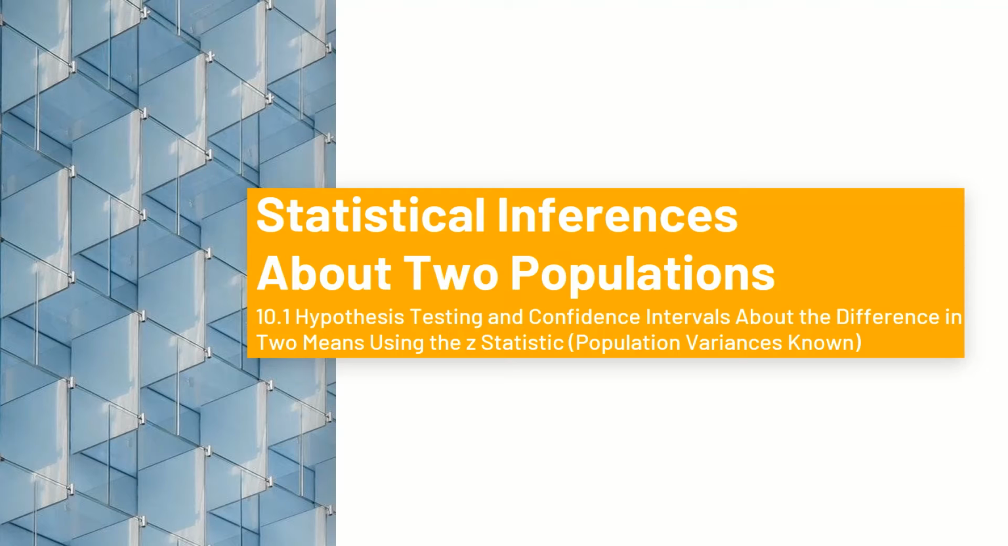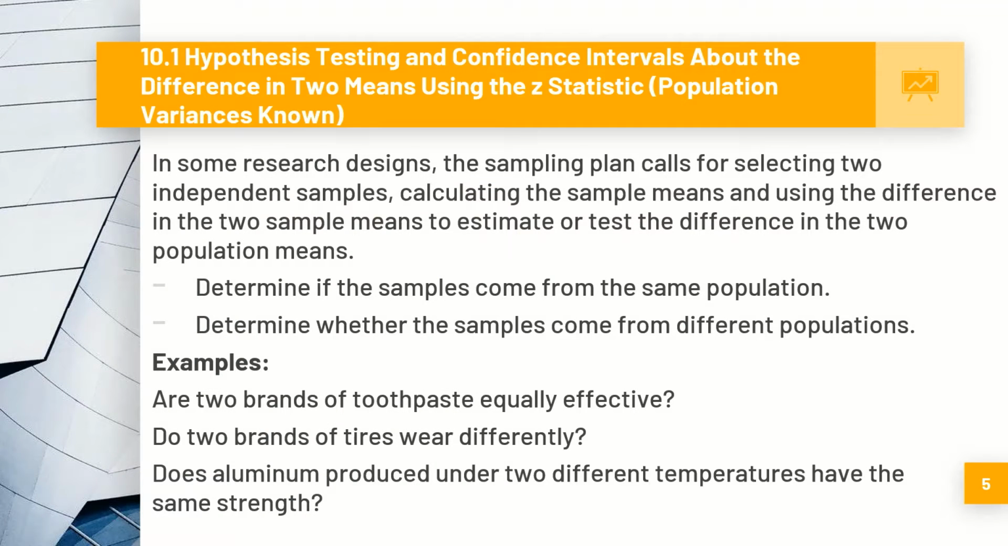I would be discussing the first topic, which is hypothesis testing and confidence intervals about the difference in two means using the z statistics. When can we use this type of test? We can use this type of test when the sampling plan calls for selecting two independent samples, calculating the sample means, and using the difference in the two sample means to estimate or test the difference in the two population means. Or if we wanted to determine if the samples came from the same or a different population.